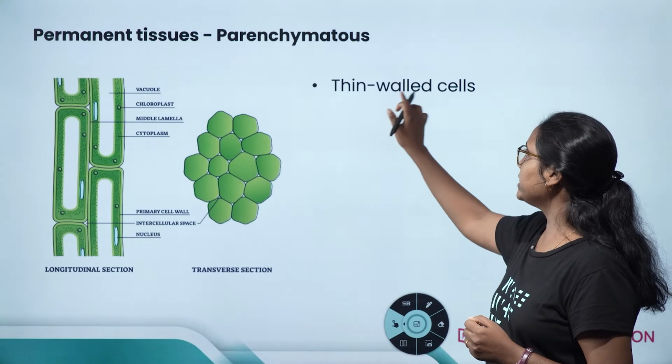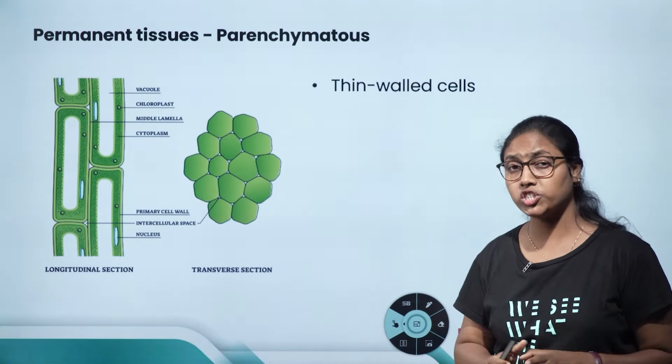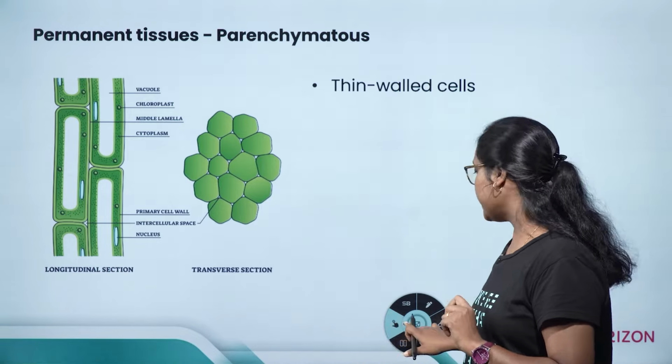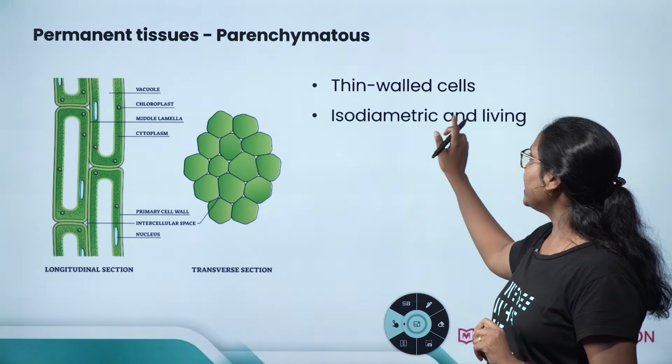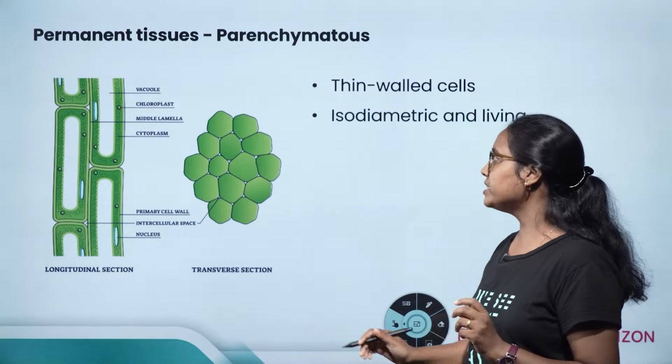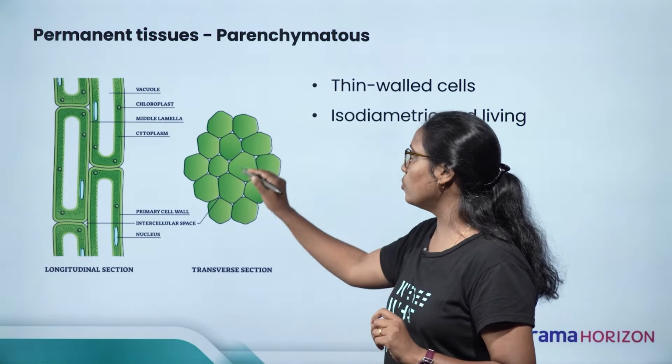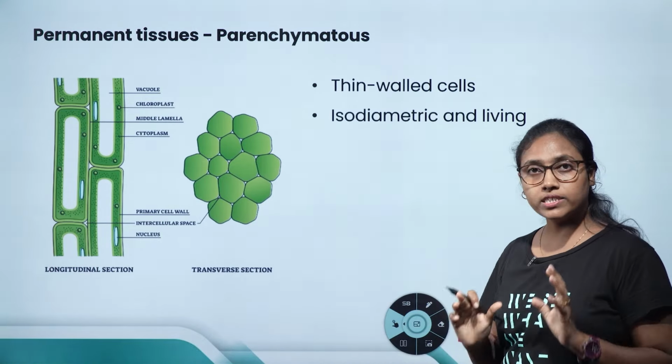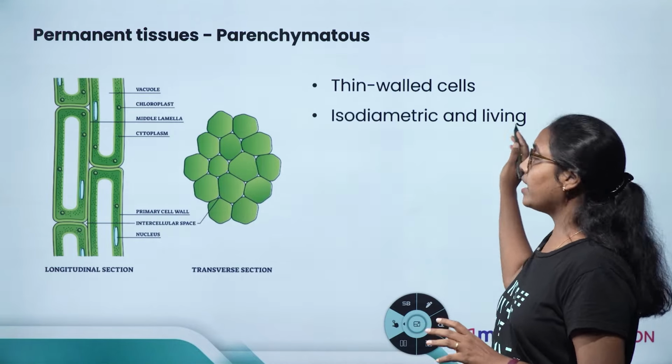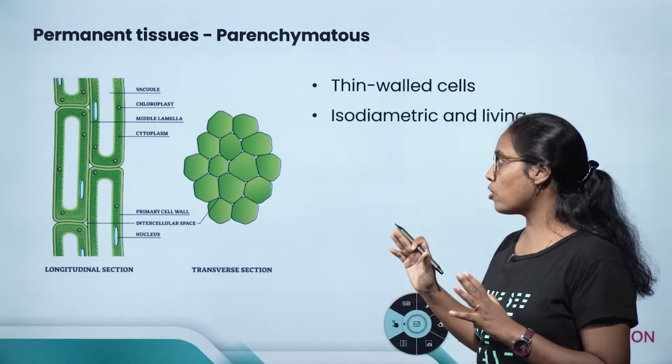So here you can see they are thin wall cells. As I already mentioned, they are thin wall cells. Next thing, they are isodiametric. Isodiametric means roughly circular. They are roughly circular and they are living. These are not dead cells.